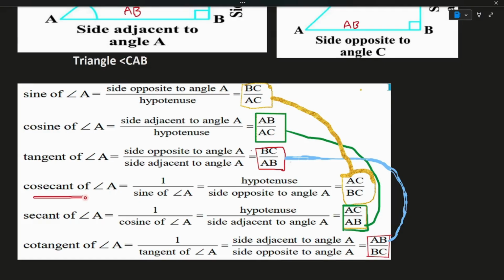So cosecant of A is simply the reciprocal of sine of A, so it will become hypotenuse by opposite side. The secant of A is the reciprocal of cosine of A, so it will become reversed, meaning hypotenuse by adjacent side. The cotangent of A is the reciprocal of tangent A. So in this manner, we can easily remember all the ratios.